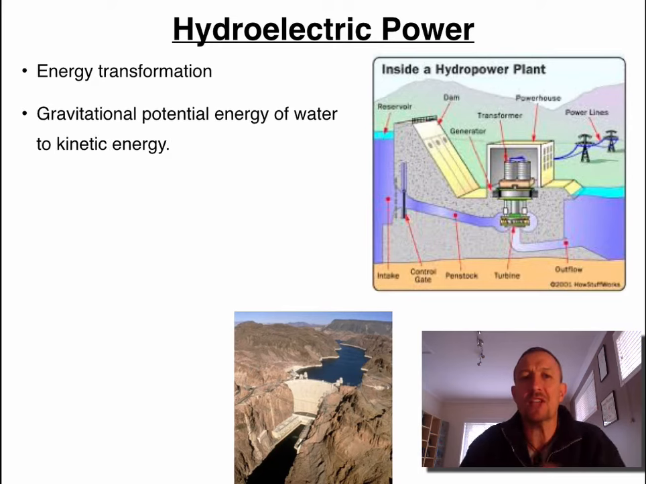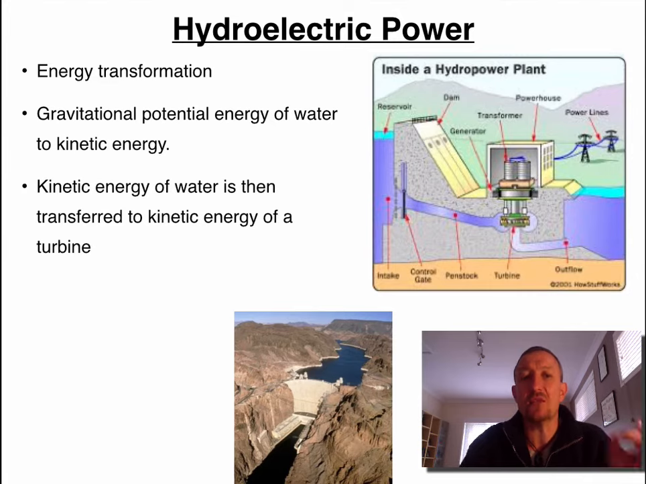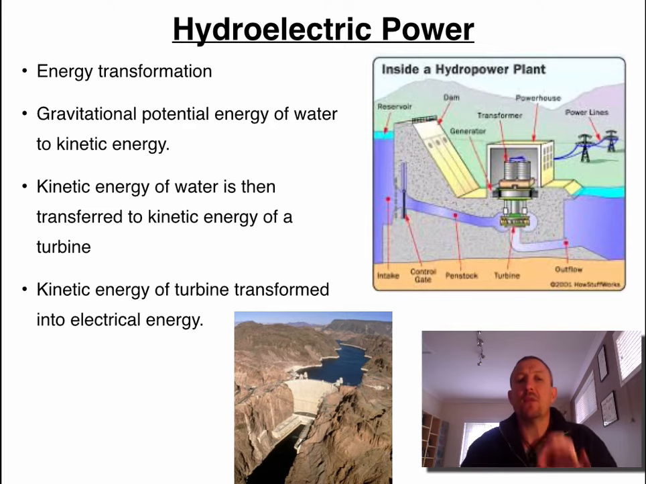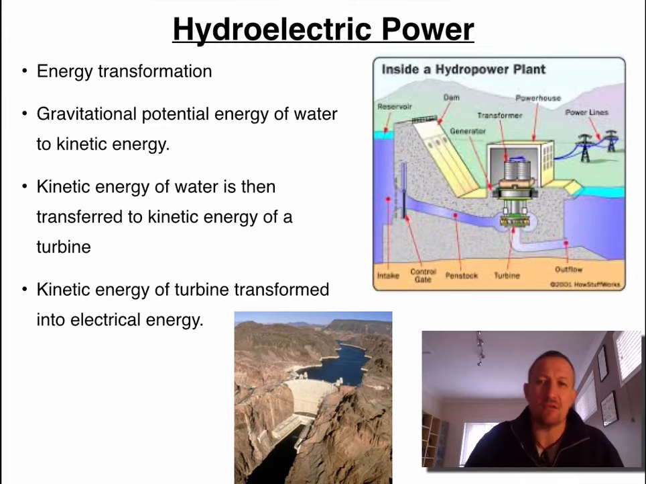So we've got gravitational potential energy of water to kinetic energy. We've got kinetic energy of water is transferred, notice the word transferred there, to kinetic energy of the turbine, and then the kinetic energy of the turbine is transformed into electrical energy. So again, we're using those two terms, transference and transformation.